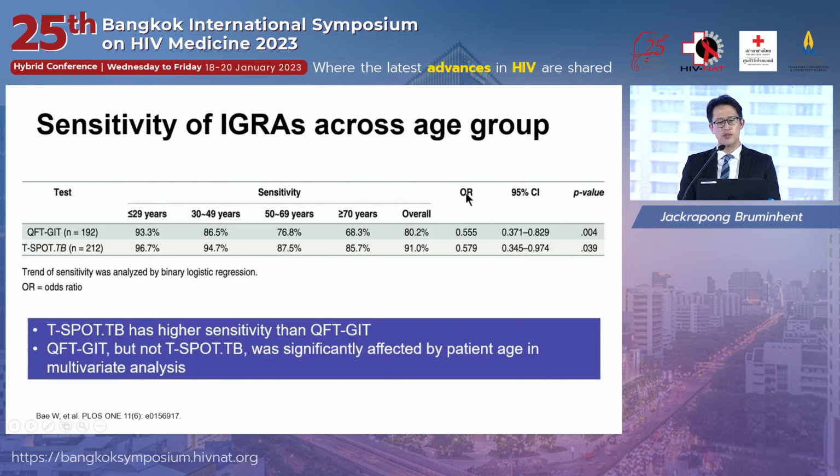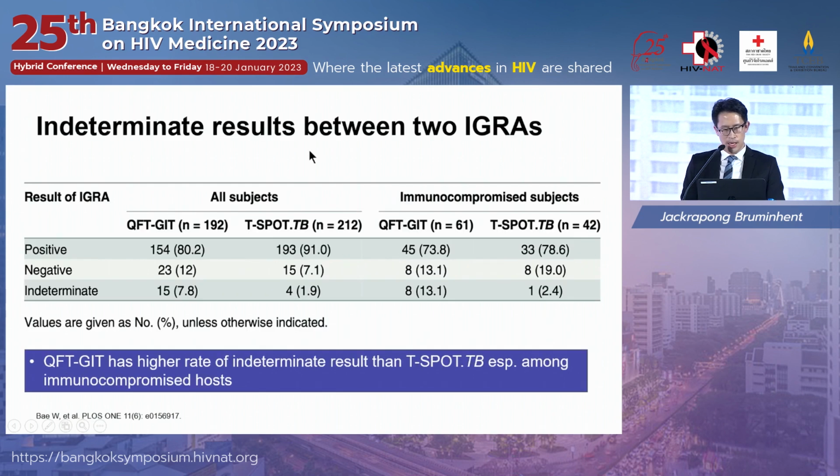With aging, the sensitivity comes down. So in both tests, the ELISA and also the ELISpot test, both of them are going to have lower sensitivity when you get older. However, with the T-spot test, age was not significantly affected in the multivariate analysis, but that happened to the QuantiFERON test. So basically, when you get older, the sensitivity will go down on both tests, but there will be more for the QuantiFERON test.